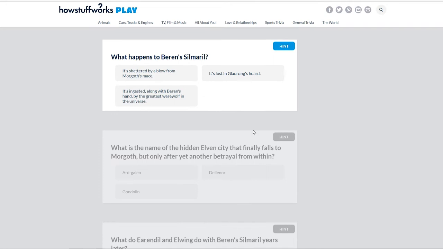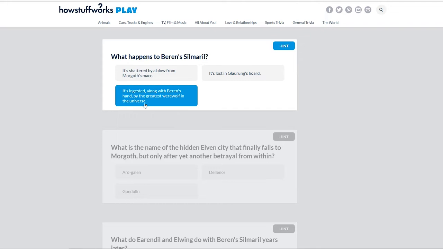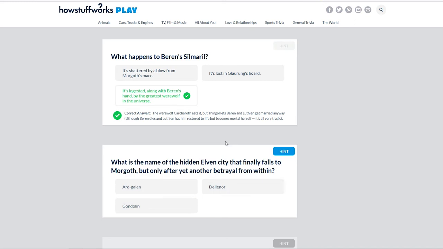What happens to Beren's Silmaril? It's shattered by a blow from Morgoth's mace. It's lost in Glaurung's hoard. It's ingested along with Beren's hand by the greatest werewolf in the universe. And it's the third one. I don't remember the name, Karkaroth or something like that. The werewolf Karkaroth. But Thingol lets Beren and Lúthien get married anyway, although Beren dies and Lúthien has him restored to life but becomes mortal herself. It's all very tragic.